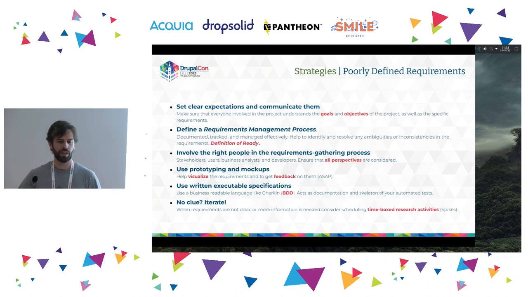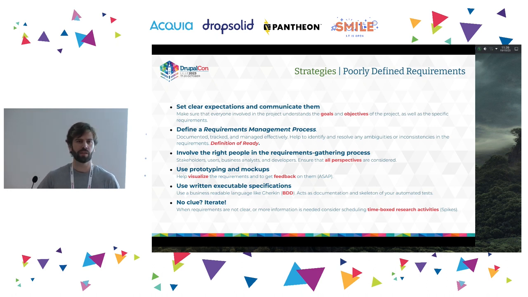So first of all, we need to set clear expectations. We need to fully understand the goals and the objectives of this project. We also need to define a requirement management process, because the first document that we have in the tender, the RFP, or whatever, is not enough. We need to discuss each requirement with the client and explore what's needed behind it. And we should have, as an organization, a definition already: the minimal information that an item should have in order to be scheduled for the next sprint.